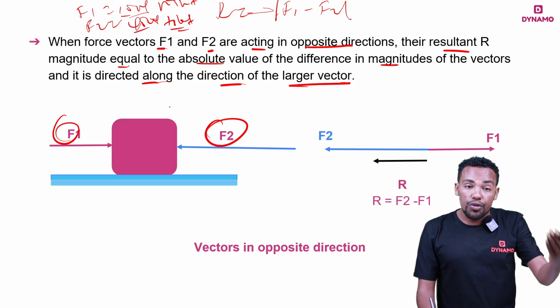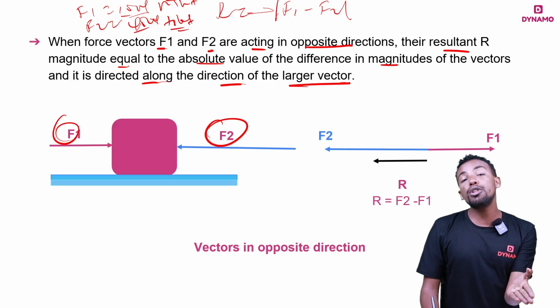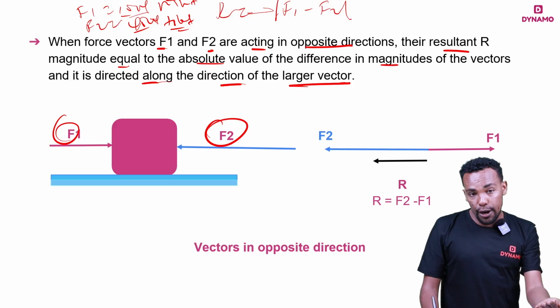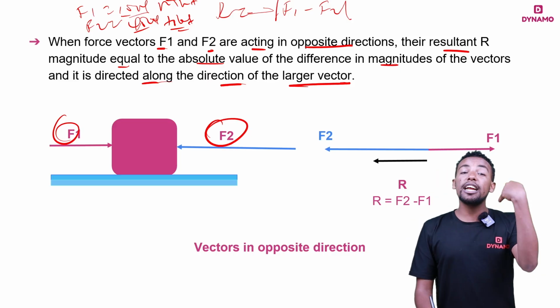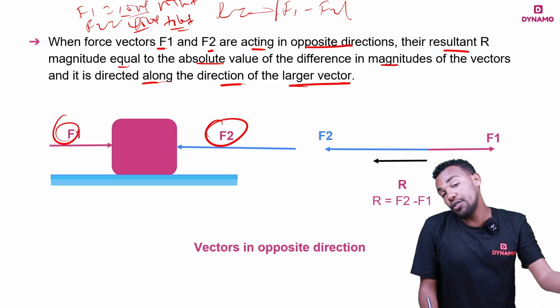Therefore the resultant of these two vectors is what? To left. Why? Because what? 14 Newton is what? Larger than 10 Newton. So the direction of the resultant vector is what? Along the direction of what? The larger vector.